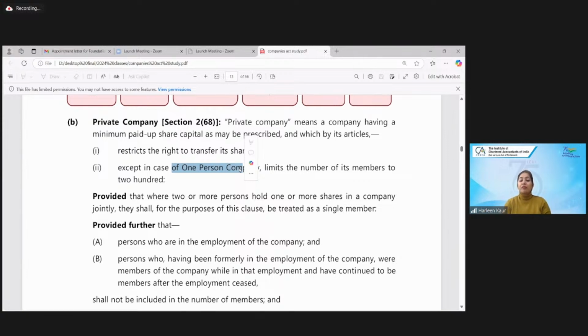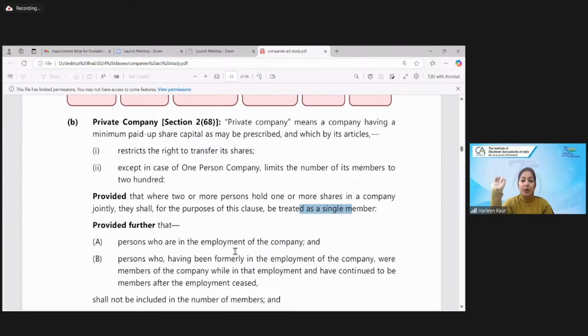It limits the number of members, meaning you cannot have more than 200 members in a private limited company. Two or more persons holding the shares in a company jointly will be treated as a single member. So if I ask you, Mr. A and B are holding shares jointly, and there are 10 more members. There are 10 members of the company.